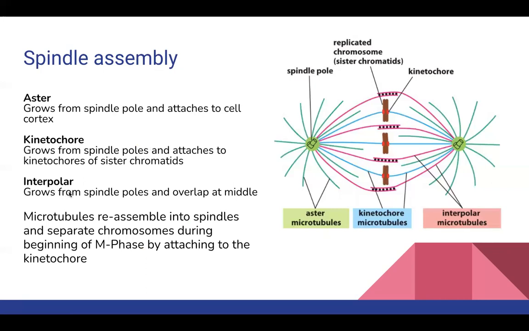And then you have the interpolar microtubules, which will grow from the spindle poles and just overlap in the middle here, which are these pink ones. So the microtubules will reassemble into spindles and separate the chromosomes during the beginning of M phase by attaching to the kinetochore. And then they're used also in anaphase. They'll be used with separation and movement and everything, and then they'll eventually disassemble during telophase and cytokinesis.